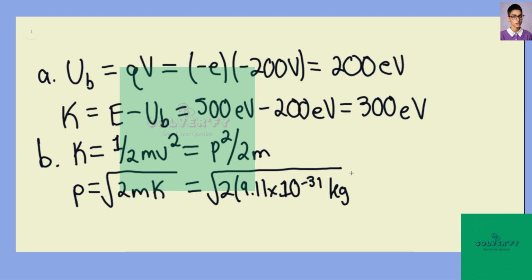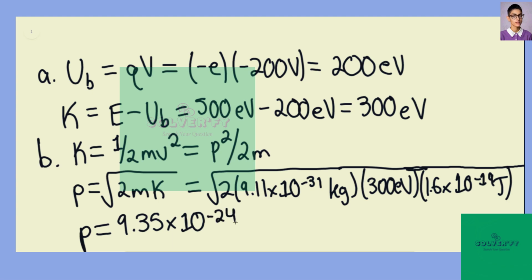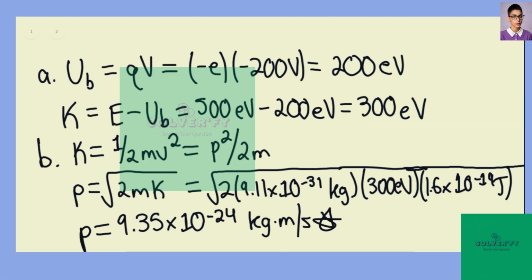kilograms, multiplied by the kinetic energy of 300 electron volts. And then for every electron volt, there is 1.6 times 10 to the negative 19th joules. And so we find that the momentum is going to be equal to 9.35 times 10 to the negative 24th kilograms meters per second. This would be the answer for part B.